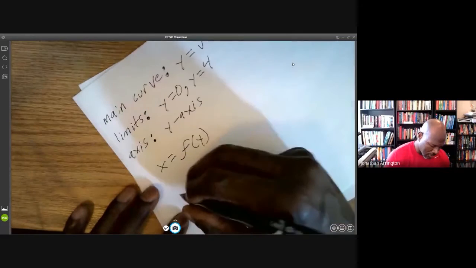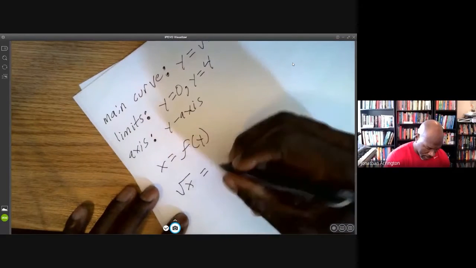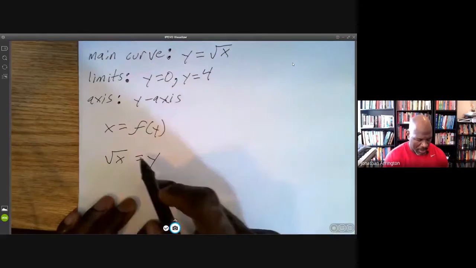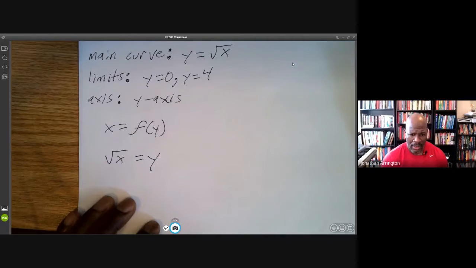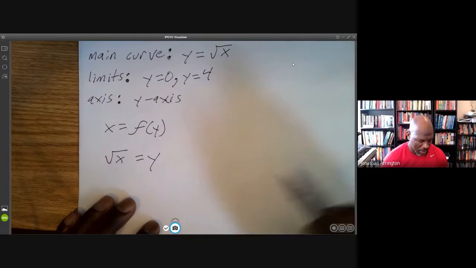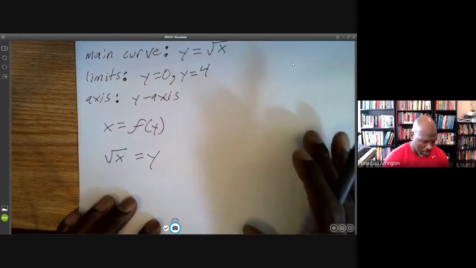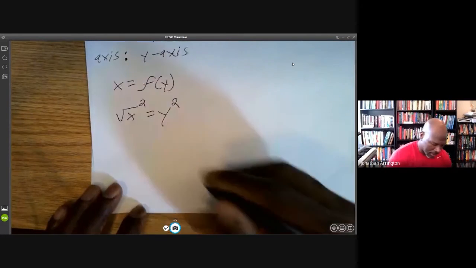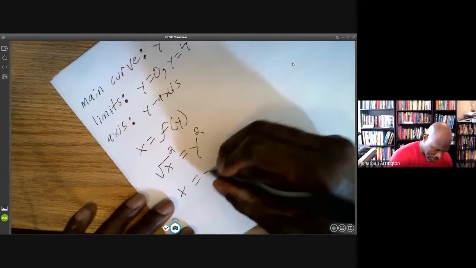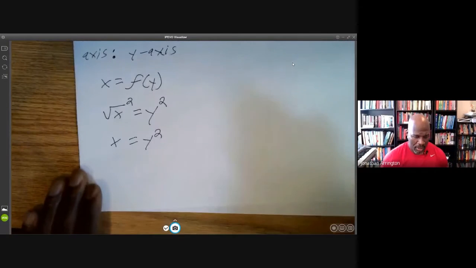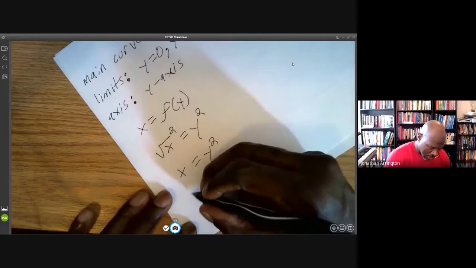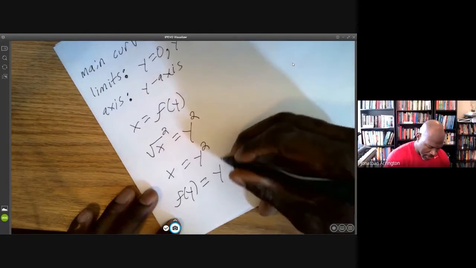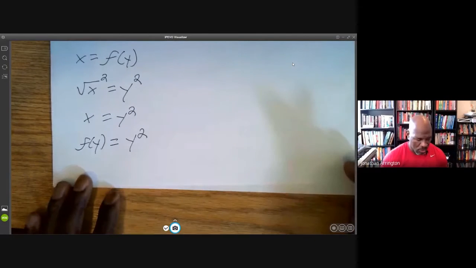So if I take the square root of x, set it equal to y, right? I'm just taking this curve and putting the square root of x on the left because I want to solve for x. And now I want to put it in x equals form. In this situation, all I have to do is square both sides. So I square both sides, and you'll see that x is y squared. So there's my x equals f of y function. My f of y function is y squared.